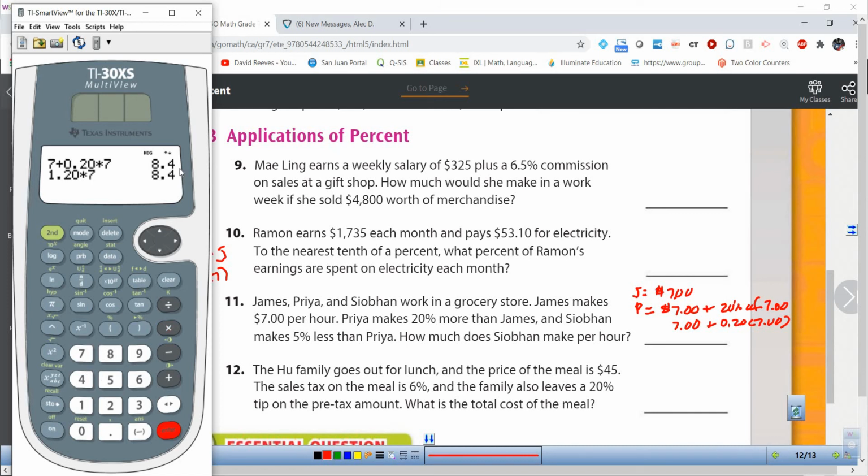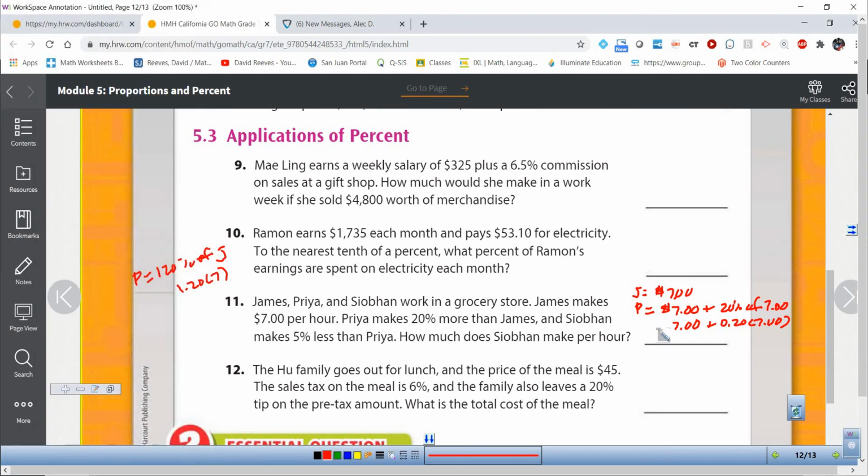But remember, this is money, so the 8.4 would be what? $8.40. All right, so that is how much Priya makes. So we have James right here at $7. We've got Priya right here at $8.40, which is 20% more. And then we need 5% less. All right, so that means that we have Siobhan.